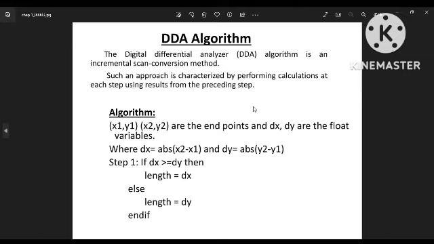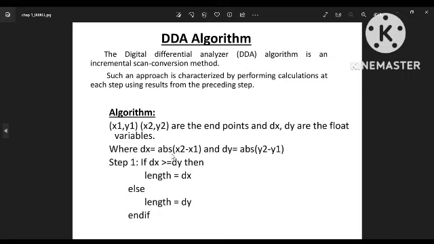So first you have to calculate dx as well as dy. For dx, you take the absolute value (ABS stands for absolute value), so dx is the absolute value of x2 minus x1, and dy is equal to the absolute value of y2 minus y1. The first step is to consider: if dx is greater than dy, then the length is equal to dx, or otherwise the length is equal to dy. It is the first case.